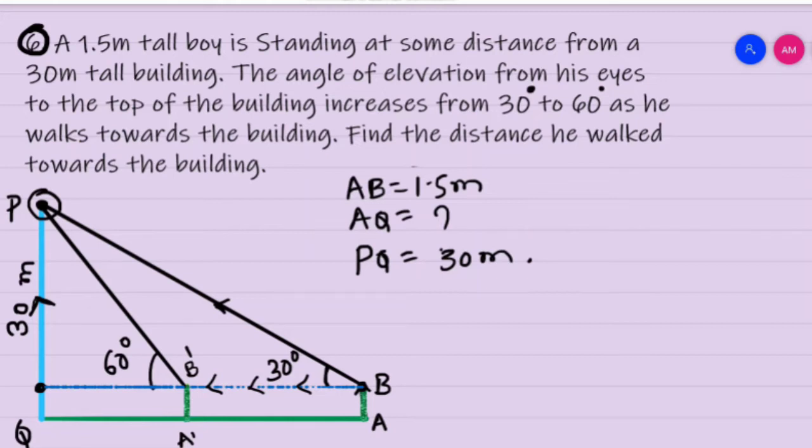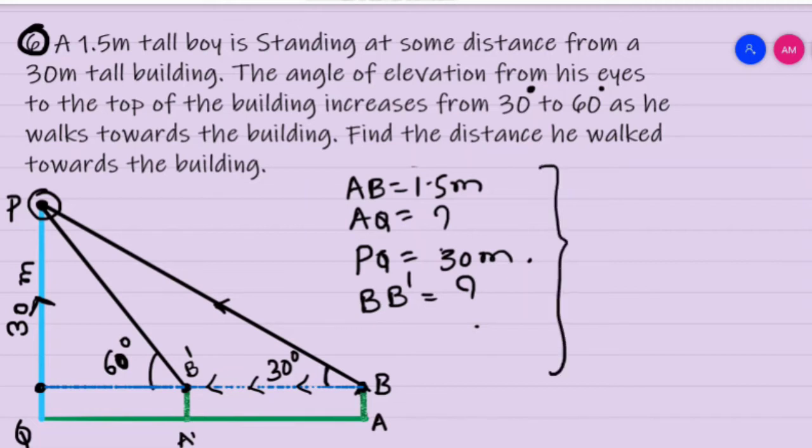Now here as he came, it became 60 degree. Now find the distance he walks towards the building. From B point the boy has moved to B dash. Now you have to find the distance between B and B dash. This is what you have to find. And AQ is also not known to you. Okay, now see how will you proceed.